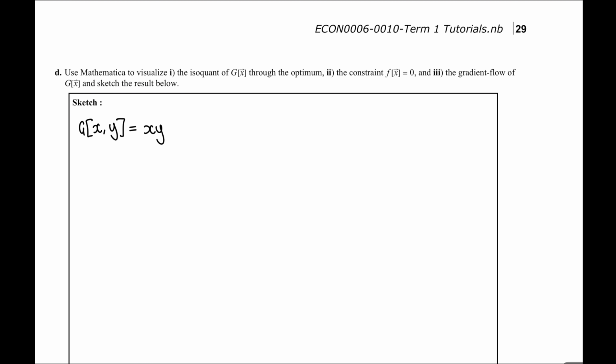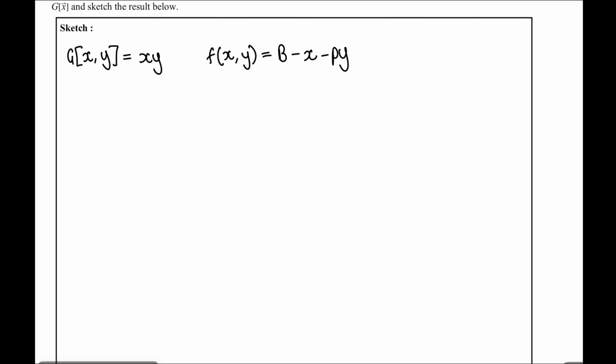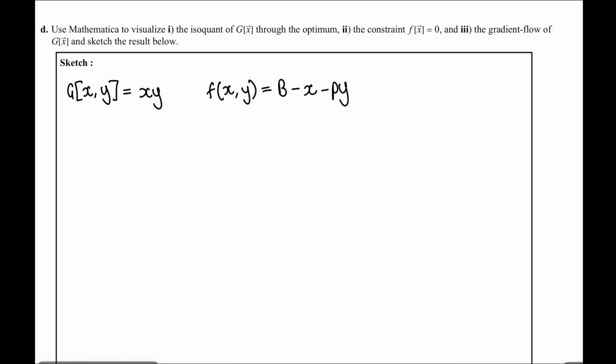Okay, in order to do this, I'll first write down our function g of x comma y, which was x multiplied by y, and then our constraint, which was f of x and y, which was equal to b minus x minus py. In order to do this on Mathematica, we need to use contour plot. But before we use contour plot, we first need to find the isoquant of this function through the optimum. In order to do that, we must sub in the optimum values.